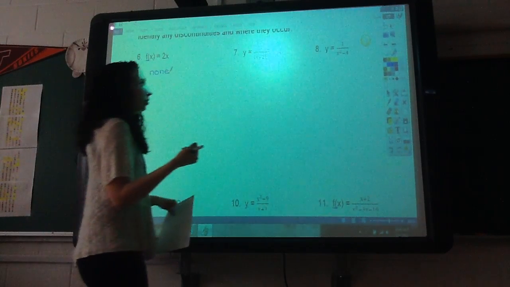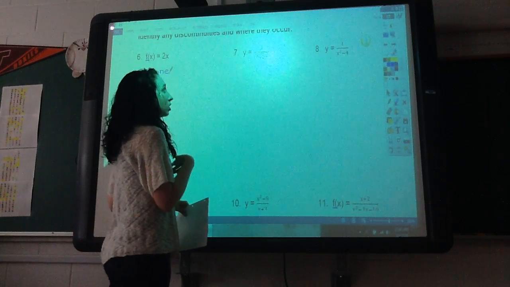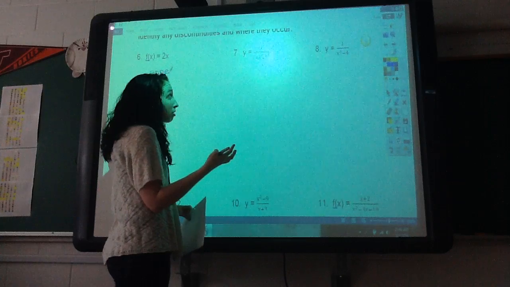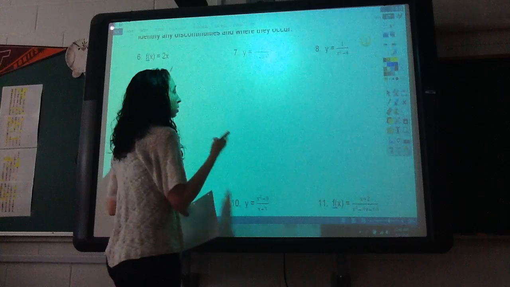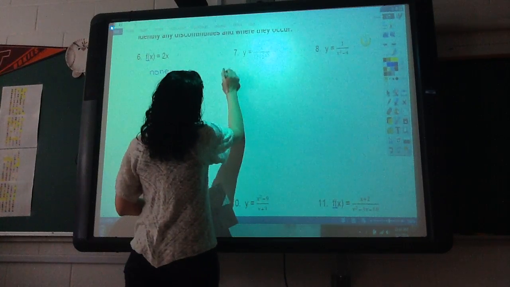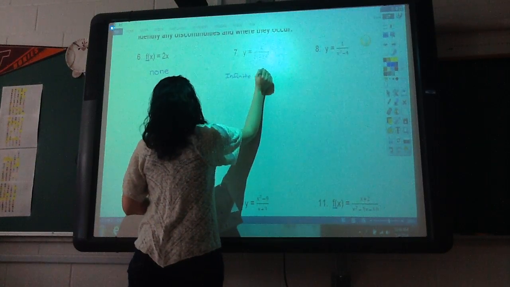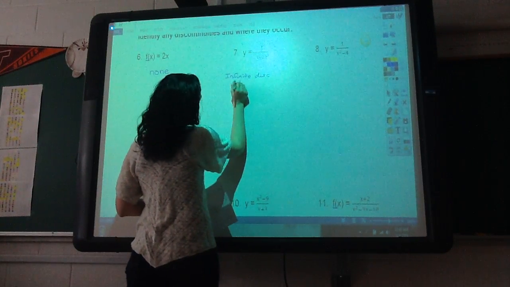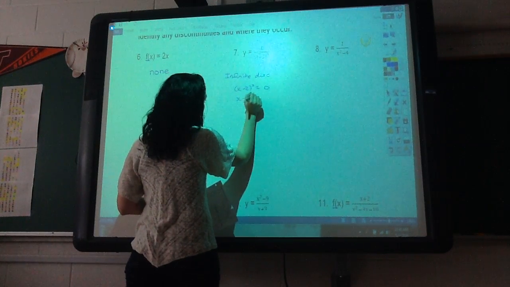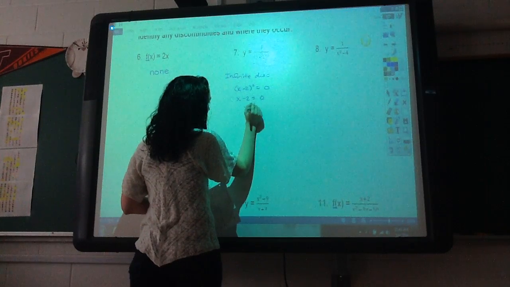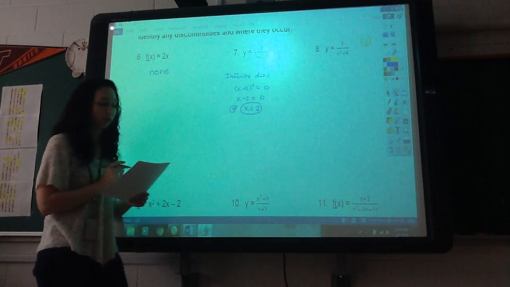For the next one, nothing cancels. I don't really have anything that I can simplify, but the bottom is going to go to 0. And because that bottom is going to go to 0, this means I'm going to have an infinite discontinuity. To find that, I take the bottom, and I'm going to set that equal to 0. So I'm going to take the square root of both sides, and then add 2. So I have an infinite discontinuity at x equals 2.